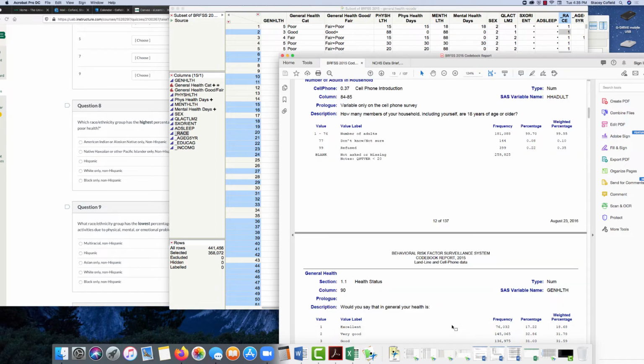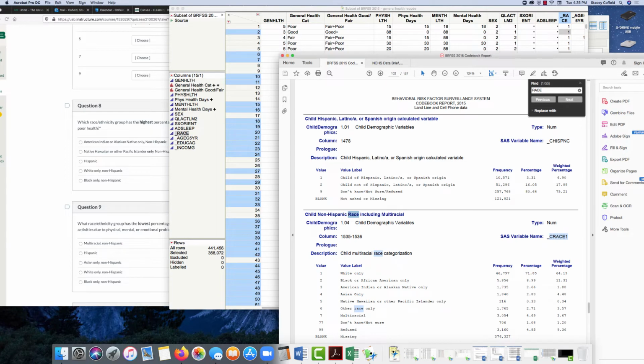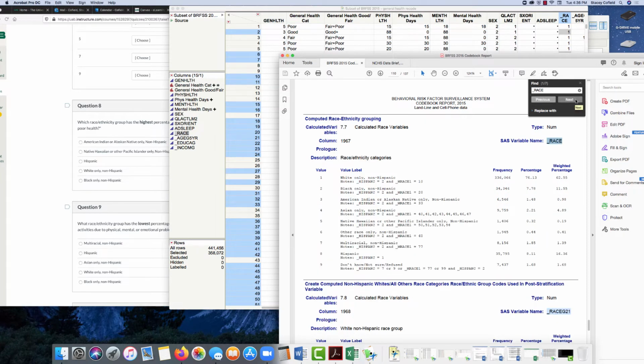So where do I go? I go back to our BRFSS codebook, edit, find, and type in race, and it will take me down to the race variable. So this is not quite the right race variable. You see it's coming up as underscore CRACE1. So I need to be more specific. Find me the underscore race variable. Here it is on page 110.